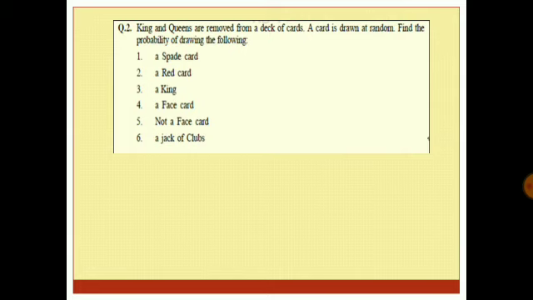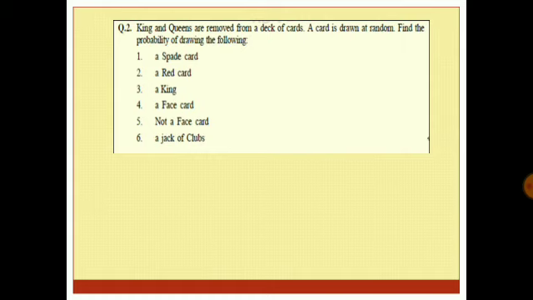Now, out of these 44 cards, they're asking how many spade cards are there. We'll have only 11 spade cards left because the king and the queen of spades have already been removed. So the probability of getting a spade card is 11 by 44, that is 1 by 4. A red card. How many red cards are there? Out of 44 cards, 22 red cards and 22 black cards. So the probability of getting a red card is 22 by 44, which is equal to 1 by 2.